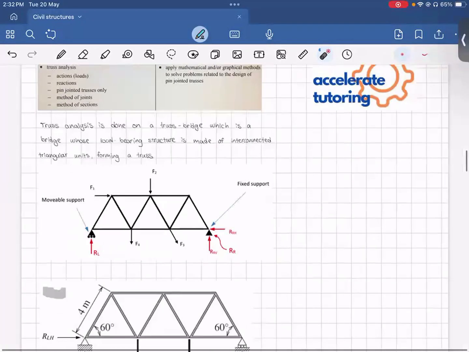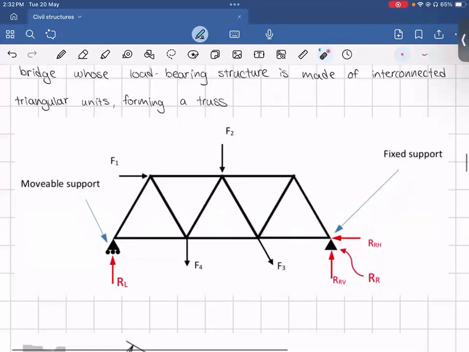Now, let's actually get into some questions to determine what reaction forces are. But overall, in terms of the types of questions that NESA can ask you, there are several different types. The first type is obviously finding the reaction forces. The next type of question is determining what the exact magnitude of a force in a specific member will be. And then the third type of question will be to determine the nature of the member in the truss itself.